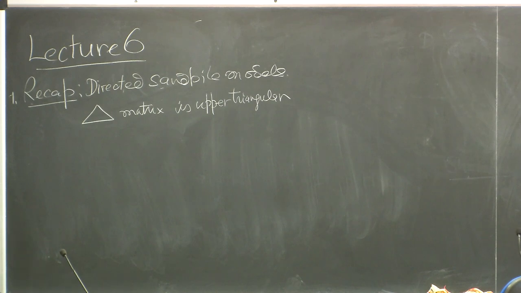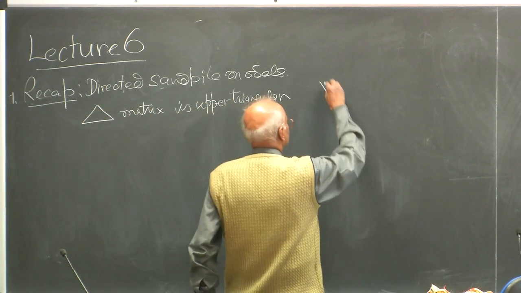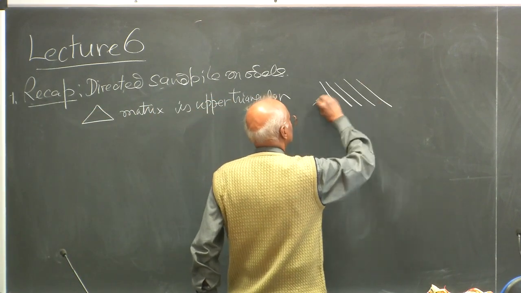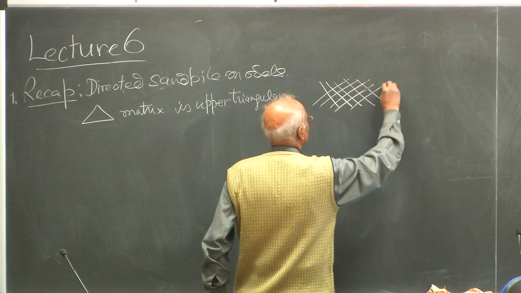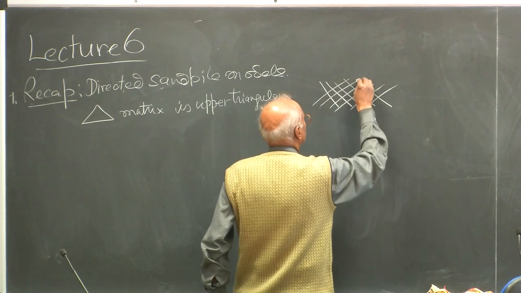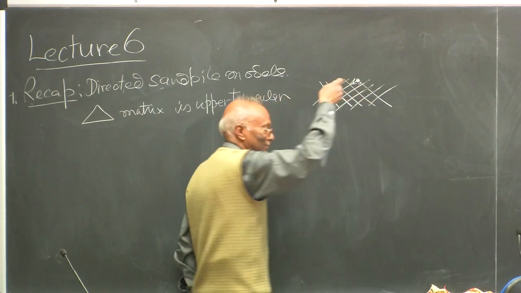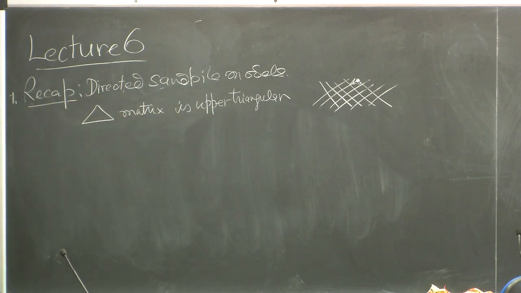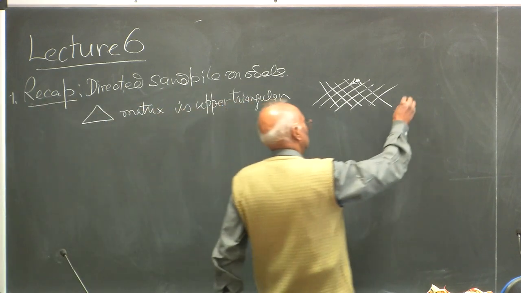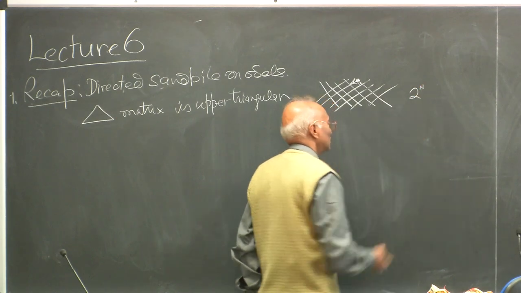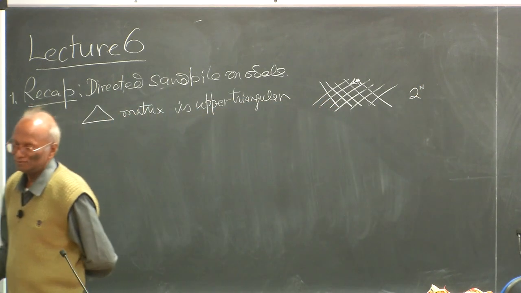For a 2D problem, you can think of it as a sand pile like this. Each side, when it topples, it throws out two grains, one to each downward neighbor. And so the allowed heights are 0, 1 at each side. Total number of configurations is 2 to the power n. And all these configurations occur with equal probability in the steady state.